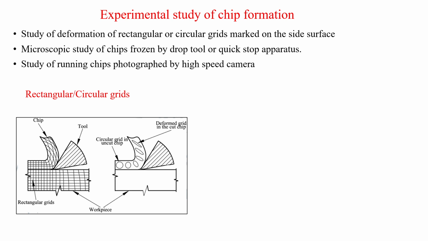So this is one of the methods, called rectangular circular grid. See, in this particular method, in the chip you have the rectangular grids, you can see, right?